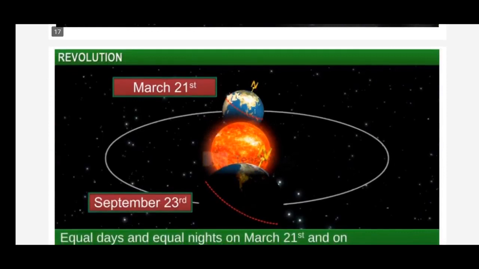During its orbit, children, there are times when neither of the Earth's poles is inclined towards the sun. It means the Earth will not tilt towards the north side or the south side. So on two occasions, that is March 21st and September 23rd, sunlight falls directly on the equator. Where does the sunlight fall? Directly on the equator, which you can see here. The red line is the equator. On which days? March 21st and September 23rd. So this position of the earth is known as equinox. What's that? Equinox.